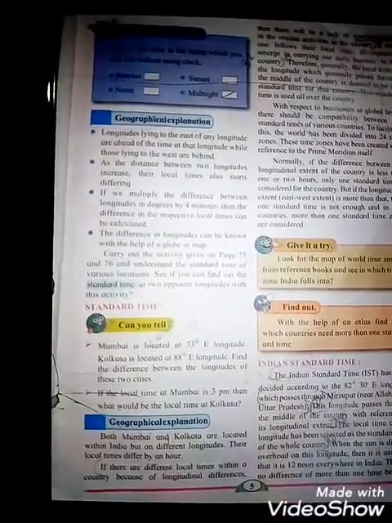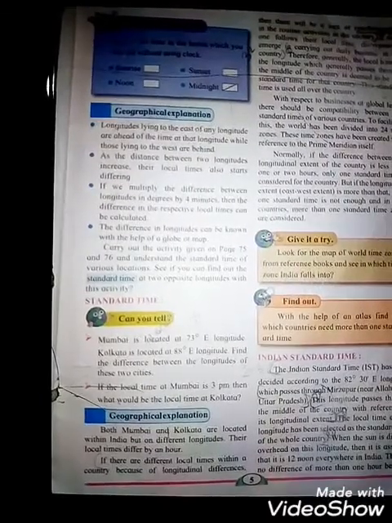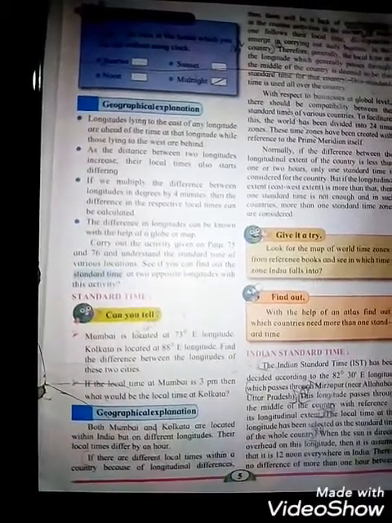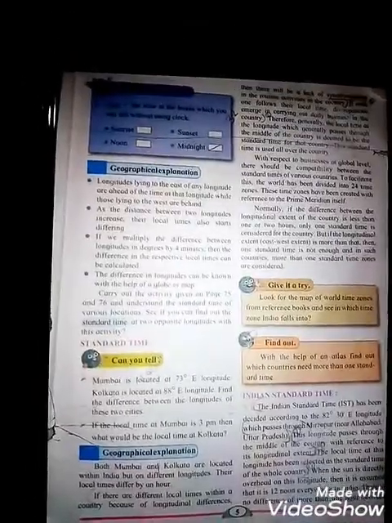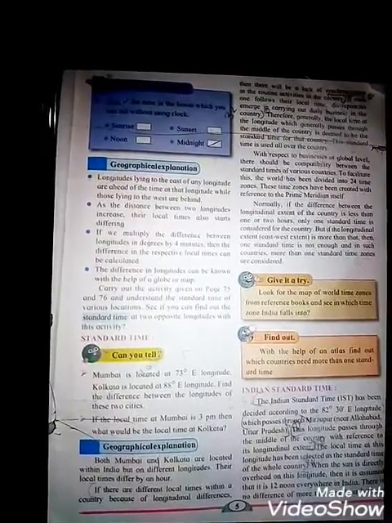Now the geographical explanation. Both Mumbai and Kolkata are located within India, but on different longitudes. Their local time differs by an hour. If there are different local times within a country because of longitude difference, then we are facing lots of problems.